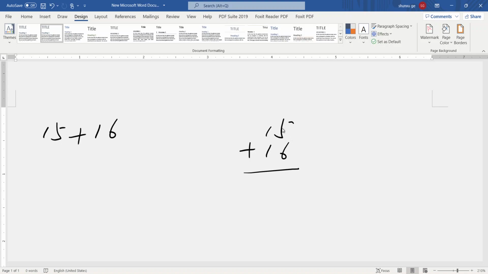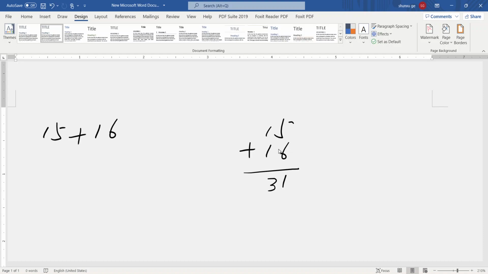That means 5 plus 6 is 11. For the 11, we carry the 1, we just keep that in our brain. So 1 plus 1 is 2, plus 1 is 3. Okay, this is calculating with paper and pen.